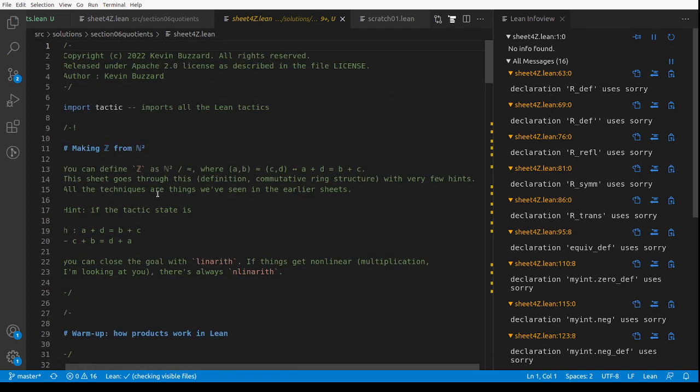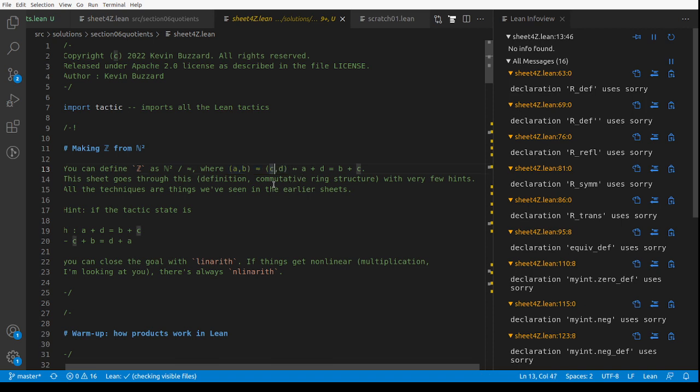The idea is we're going to construct the integers. If you've constructed the naturals, e.g. via Peano's axioms, you can construct the integers by putting an equivalence relation on naturals squared. AB is equivalent to CD.